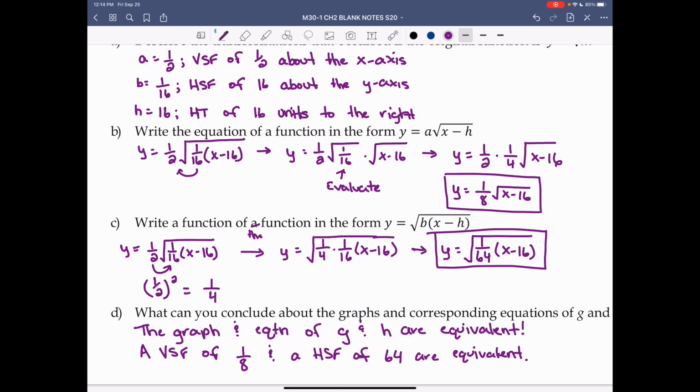So in part C, we have a B value of 1 over 64, which means a horizontal stretch factor of 64. And in part B, we have an A value of 1 over 8, so a vertical stretch factor of 1 over 8. Those two things would be equivalent since we didn't change anything about the equation, we just moved numbers from inside or outside the radical sign.